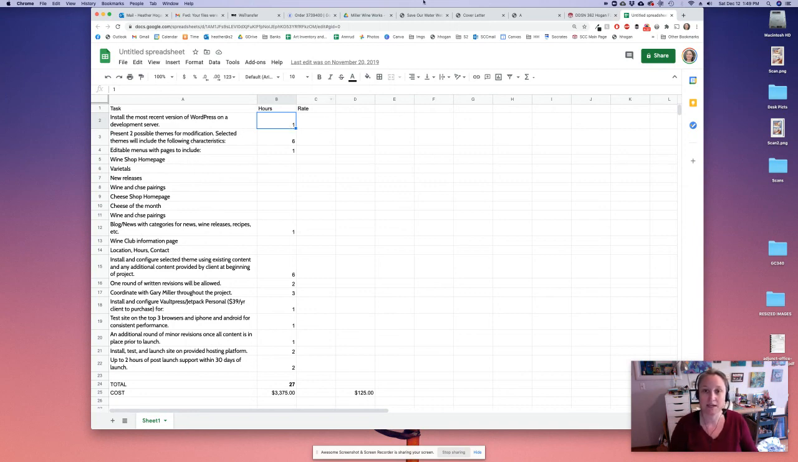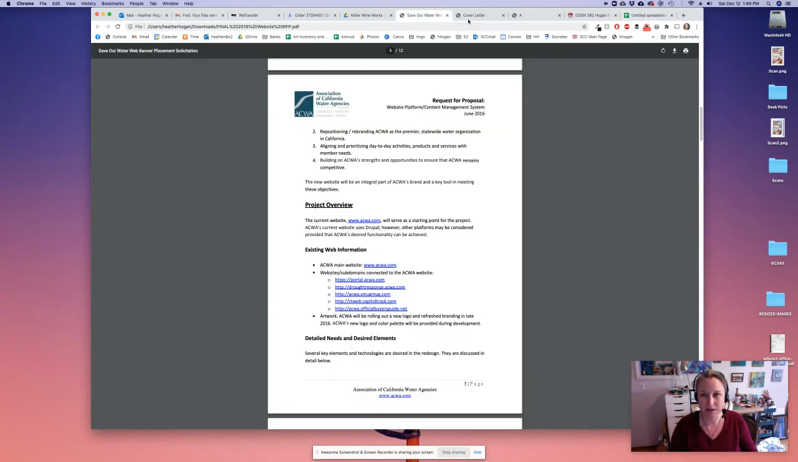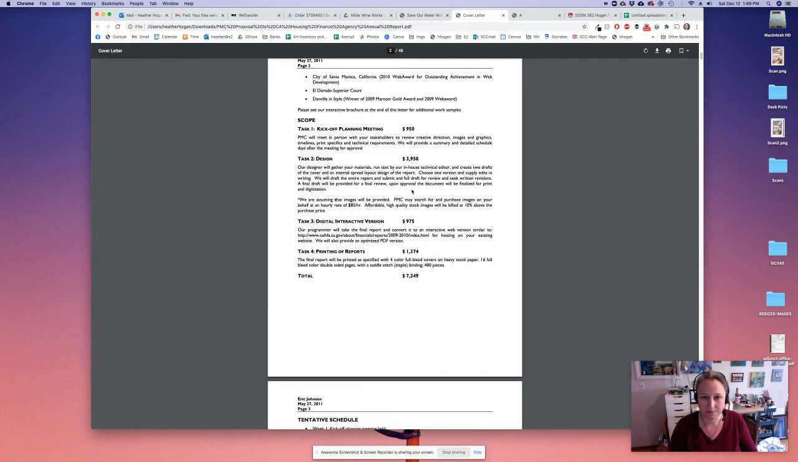I also did research way back that numbers that are not super rounded tend to win more proposals because they feel more real. It's weird, but that's true.